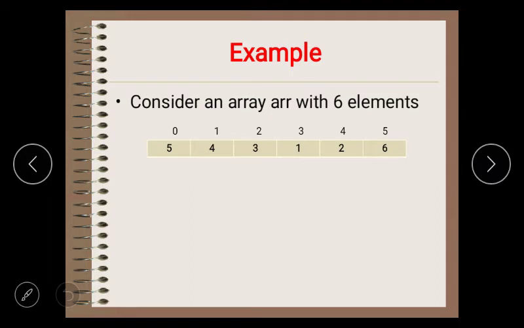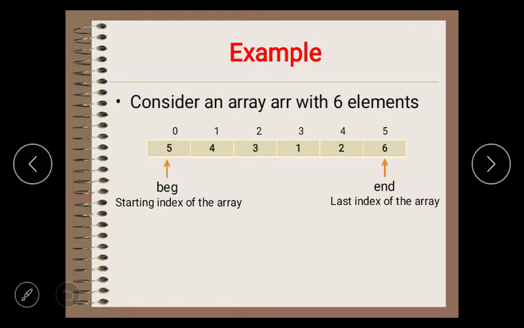Consider an array which has 6 elements, from the 0th index position to the 5th index position. We should rearrange the elements in ascending order using the merge sort algorithm. Always remember, while using merge sort, we need to take two variables: one is beginning and one is ending. Beginning is the starting index of the array, and ending is the last index of the array.